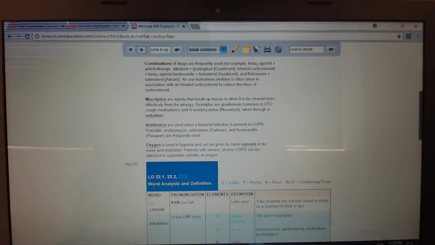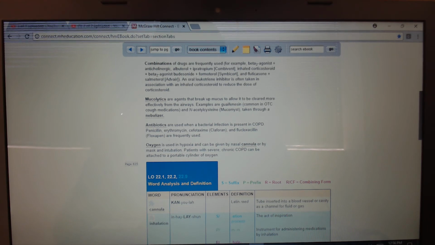Combinations of drugs are frequently used. For example, beta-2 agonist plus anticholinergic, albuterol plus ipratropium, Combivent, inhaled corticosteroid plus a beta-2 agonist, budesonide plus formoterol, Symbicort, and fluticasone plus salmeterol, Advair. An oral leukotriene inhibitor is often taken in association with an inhaled corticosteroid to reduce the dose of corticosteroids.